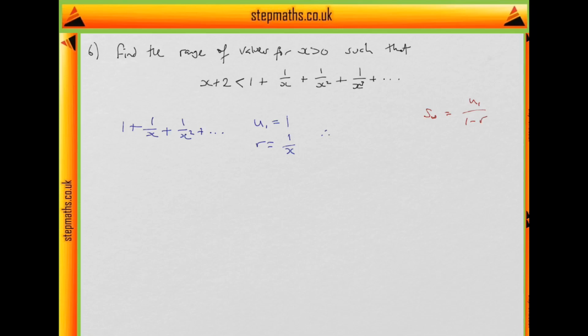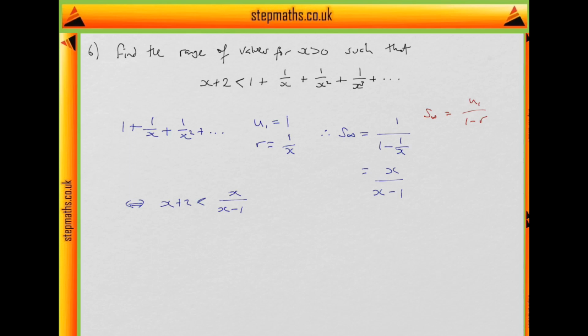So therefore, this sum to infinity is equal to u1, 1, over 1 minus the ratio. Well, that's equal to x over x minus 1. Now we have a much simpler thing. This is equivalent to x plus 2 is less than x over x minus 1. Well, now we can try and solve this.